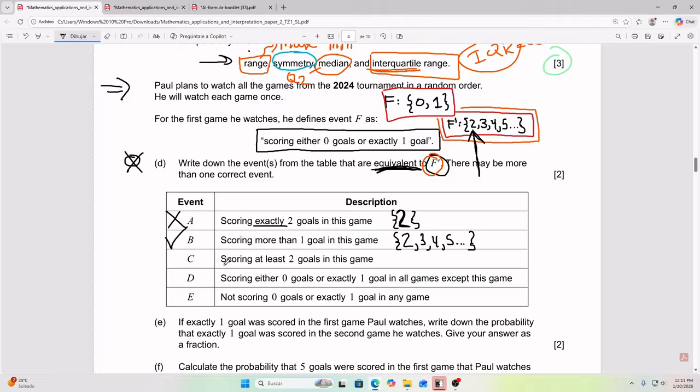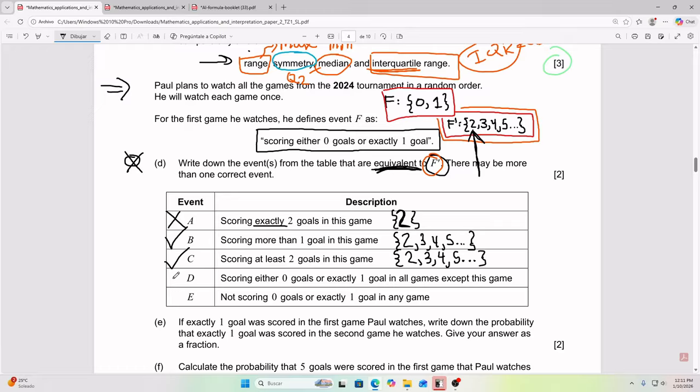Part C says scoring at least 2 goals in this game. So not 0, not 1, at least 2. And 3 is also at least 2. 4 is also at least 2. 5 is as well, on to infinity. So event C also applies.